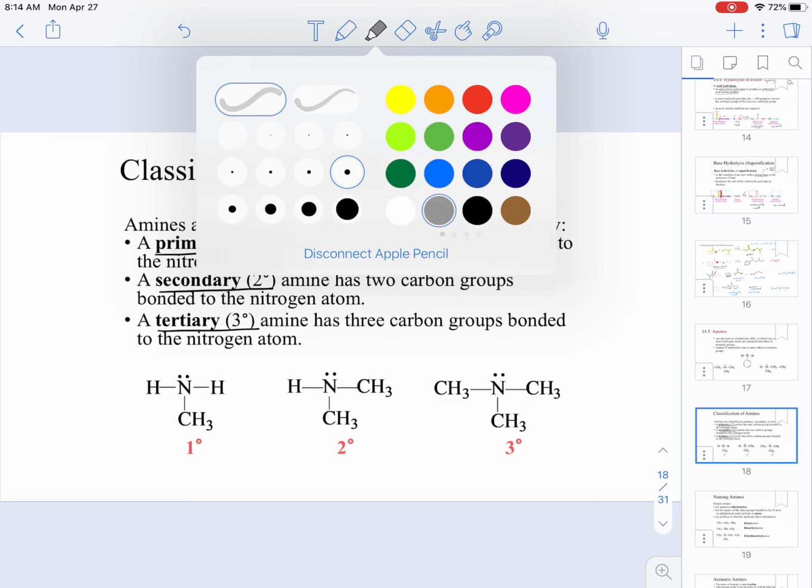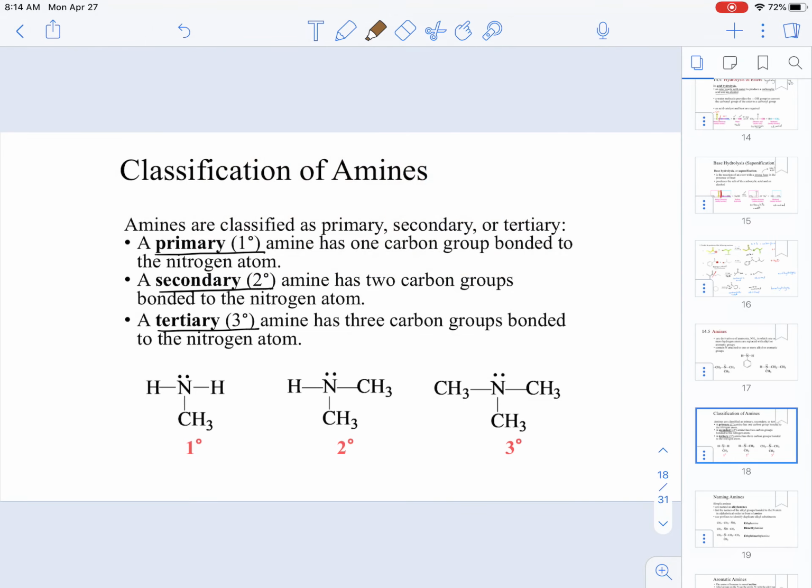So, if we look at a primary amine, the nitrogen is going to be bonded to 1 carbon. In a secondary amine, your nitrogen will be bonded to 2 carbons. And in a tertiary amine, your nitrogen is going to be bonded to 1, 2, 3 carbon atoms.